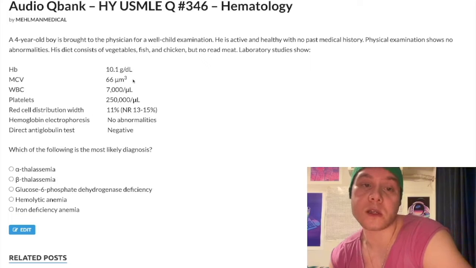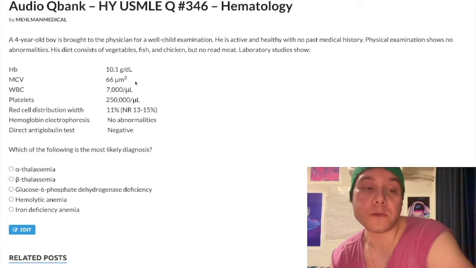MCV is low at 66. Normal range is 80 to 100. So he has a microcytic anemia here. White blood cells are normal at 7,000. Normal range is 4 to 11,000. Platelets are 250,000. This is normal. The normal range is 150 to 450,000. So, red cell distribution width.